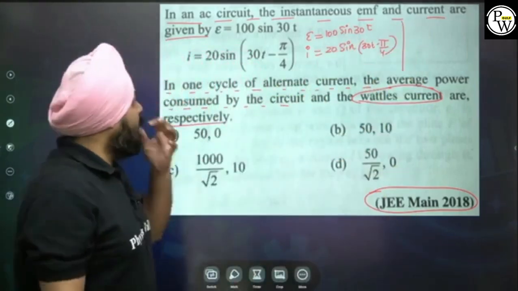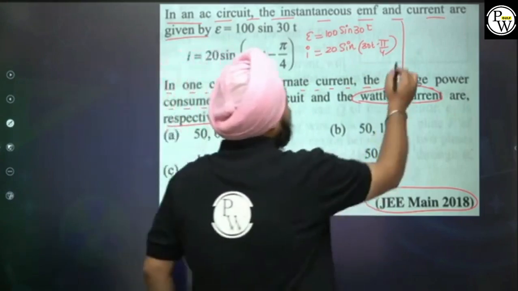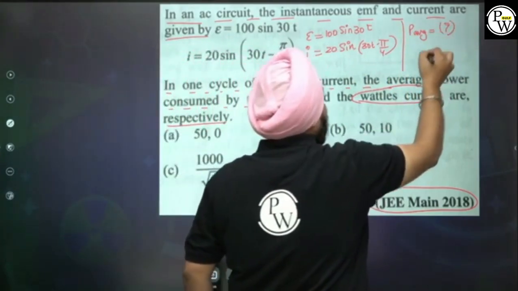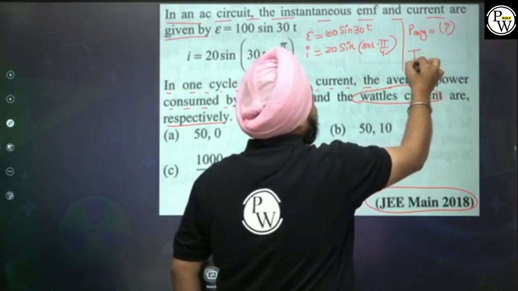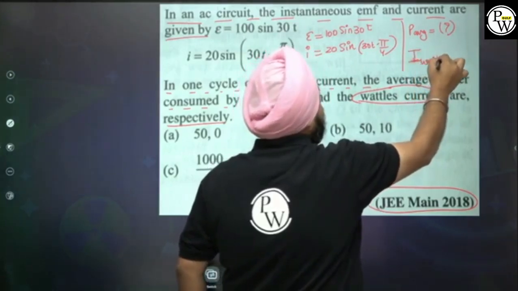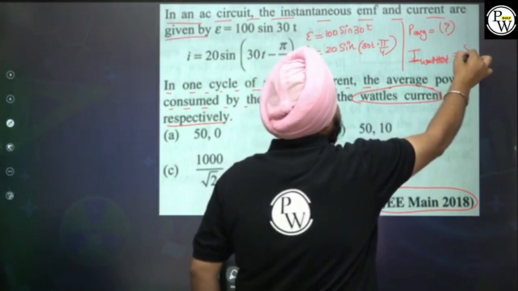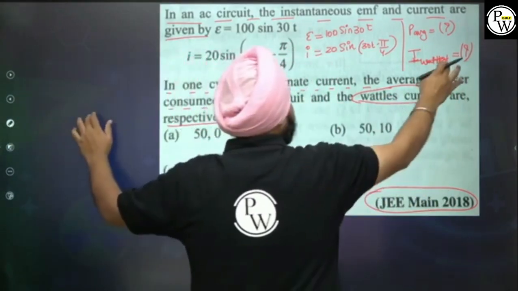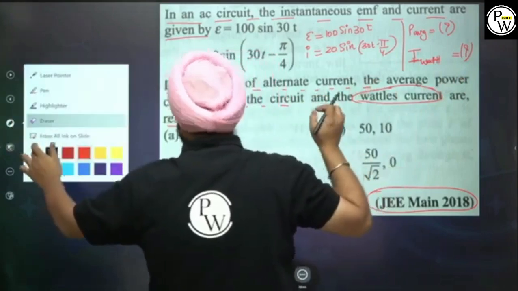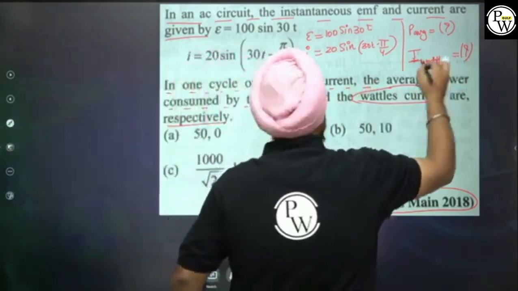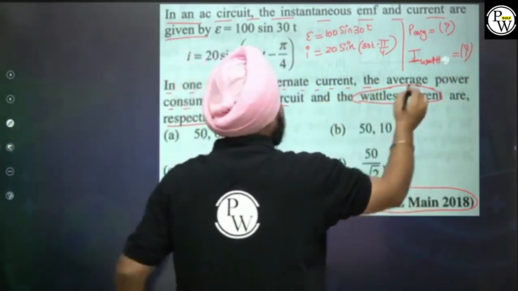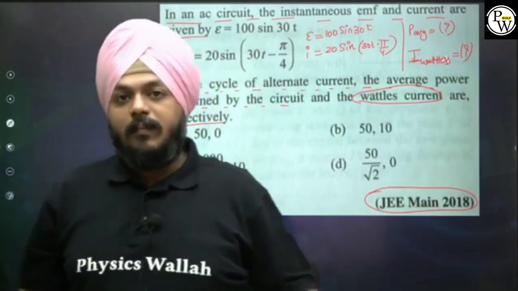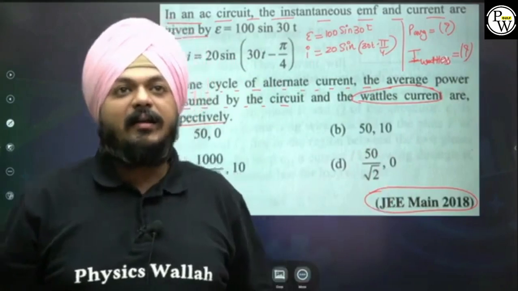What we need to calculate is the average power consumed in the circuit, and what will be the wattless current. I told you all in the previous lecture that the maximum number of questions are going to come from the Q factor, power factor, wattless current, and LRC series circuit. So this is the agenda.